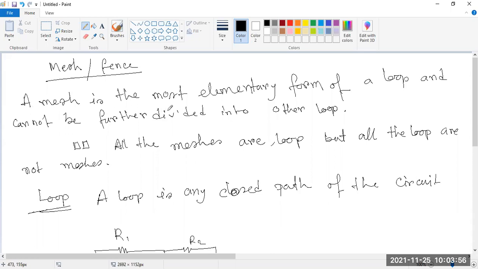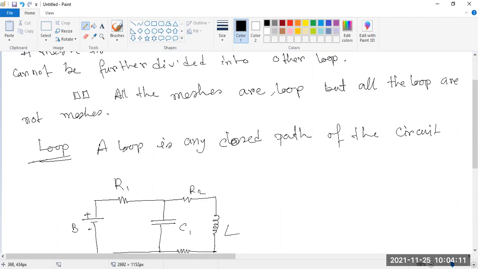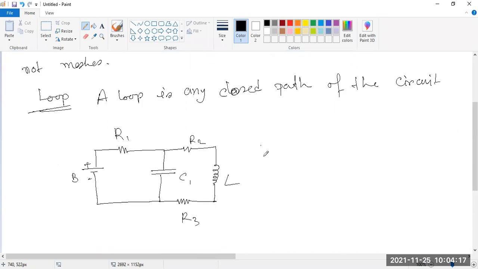A mesh is the most elementary form of a loop and cannot be further divided into other loops. All the meshes are loops, but all the loops are not meshes. Now what is a loop? A loop is any closed path of a circuit. If there is a circuit where this type of element is there, this circuit is not closed, so this is not a loop. This is a circuit, but it is not a closed circuit. Here it is open, so it is not closed, so it cannot be considered a loop.